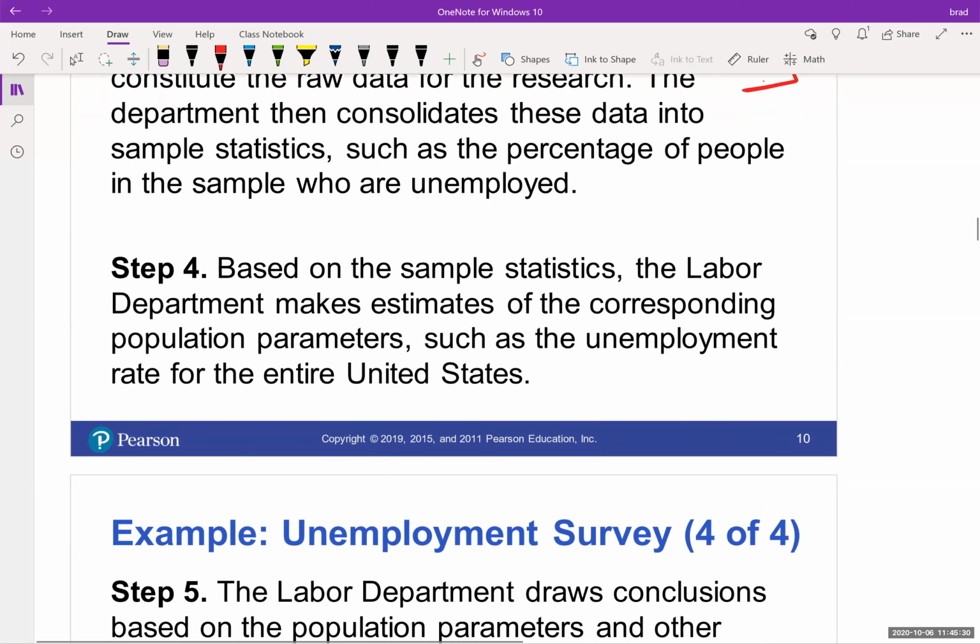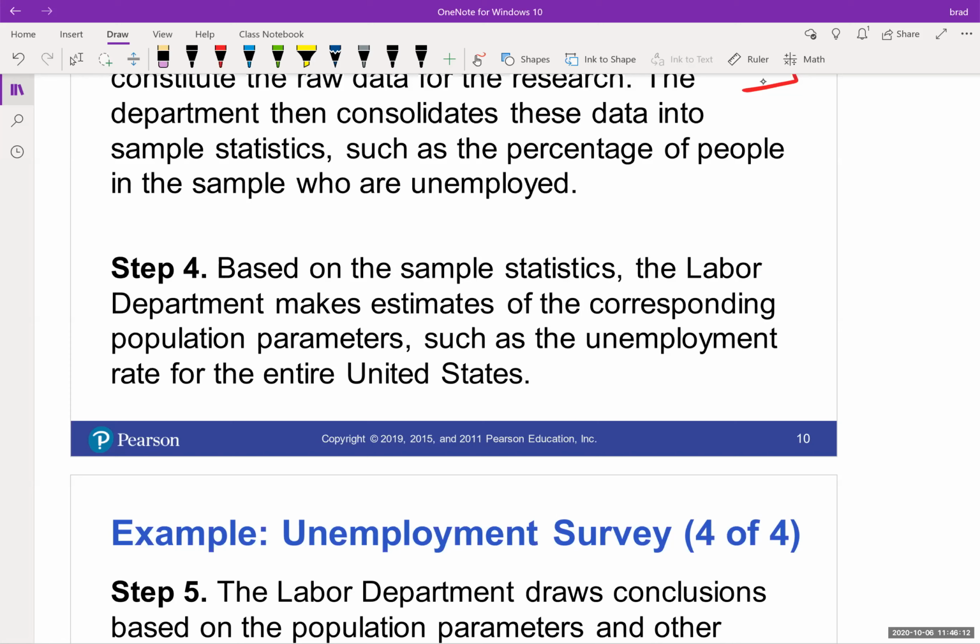So it says, based on the sample statistic, the Labor Department makes estimates of the corresponding population parameters, such as the unemployment rate for the entire United States. So what they're saying is that from these 60,000 households, they try to talk about the unemployment percentage in the entire United States. A lot of times we use something called a population proportion, which is normally a percentage of the population. And we try to estimate that, whether with confidence intervals or hypothesis testing. We'll try to say if it's bigger or smaller than a certain value, or not equal to a certain value.